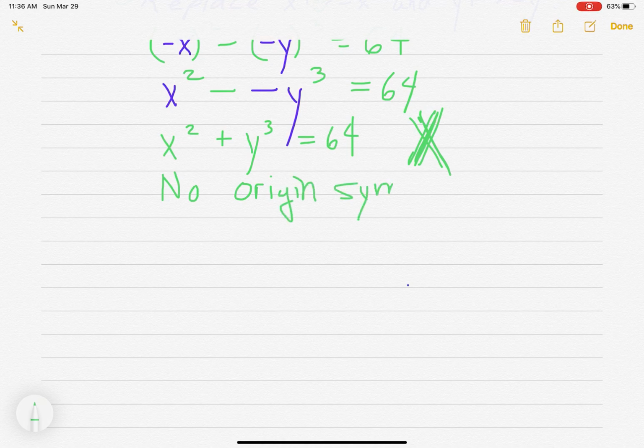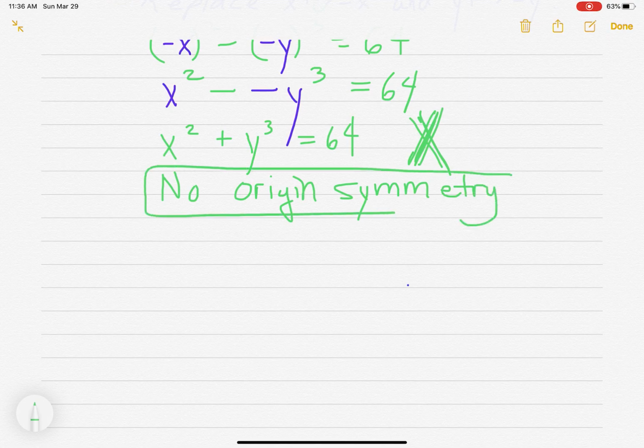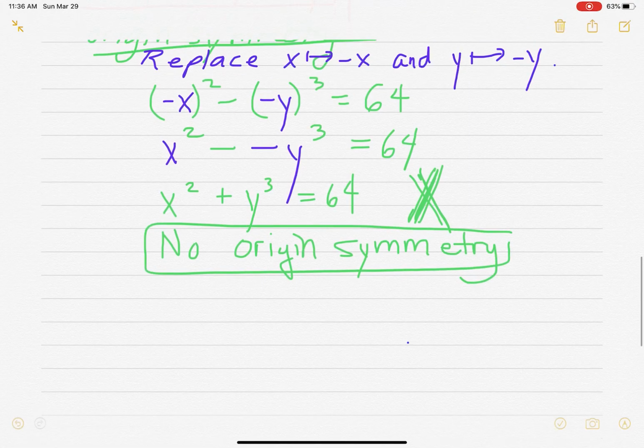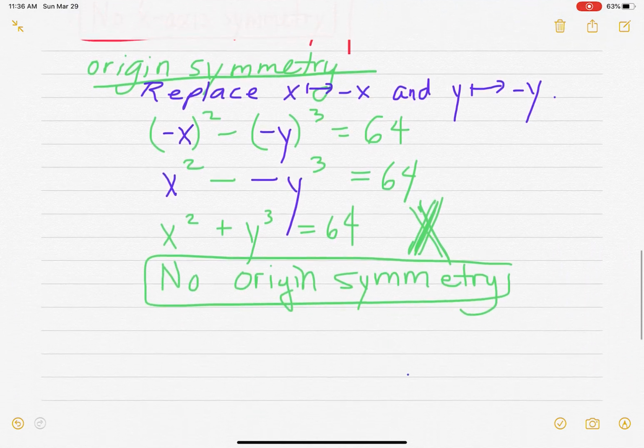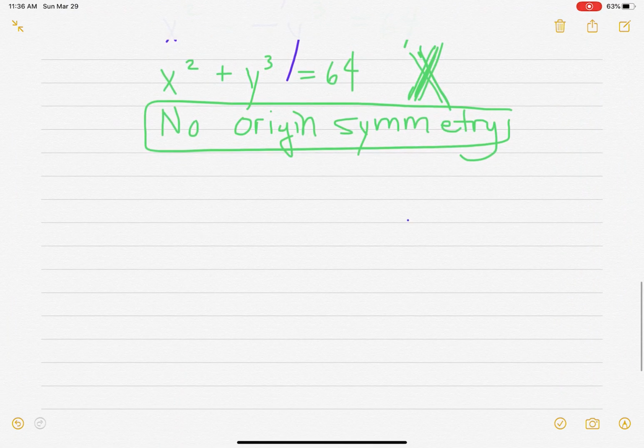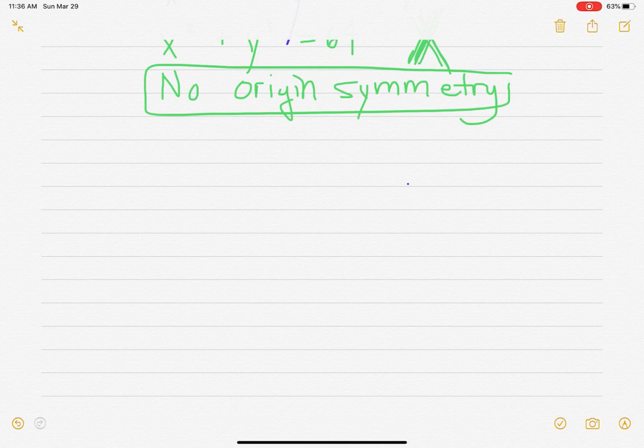So it looks like we just have one kind of symmetry. The only kind of symmetry that we have here is, what was it? Y-axis symmetry. All right. So let's do a few more problems just to get some practice.